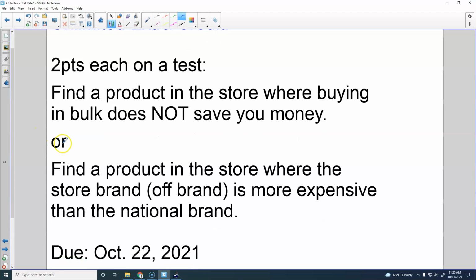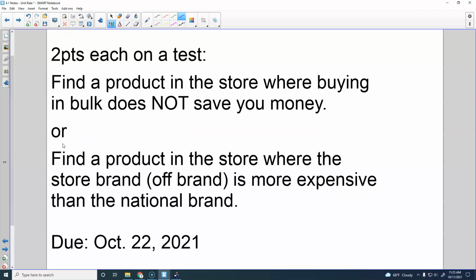Okay. All right. So each one of these that you can find is worth 2 points on your lowest test grade, and you can do this an unlimited number of times. You don't have to purchase them. You can just take a picture of the prices of each one and make sure you have the ounces there with it. You can also do this with online products, but they have to be coming from the same store.